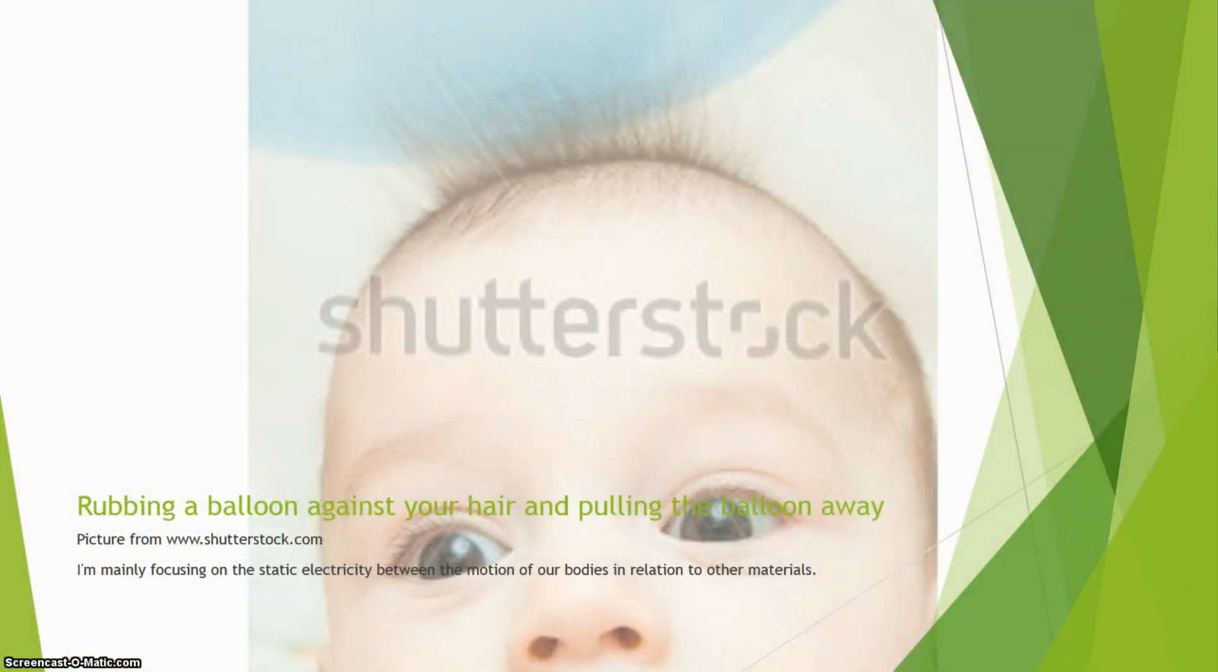This too, just a girl touching a static electricity globe and showing her hair going in all different directions. I'll talk about why it does that later on. And here's just a cute little baby with a balloon rubbed against its hair and the hair going towards the balloon. And I'll talk about that later. That's more of what I'm talking about: our body rubbing against certain materials and how the electrons are transferred and moving around and everything.